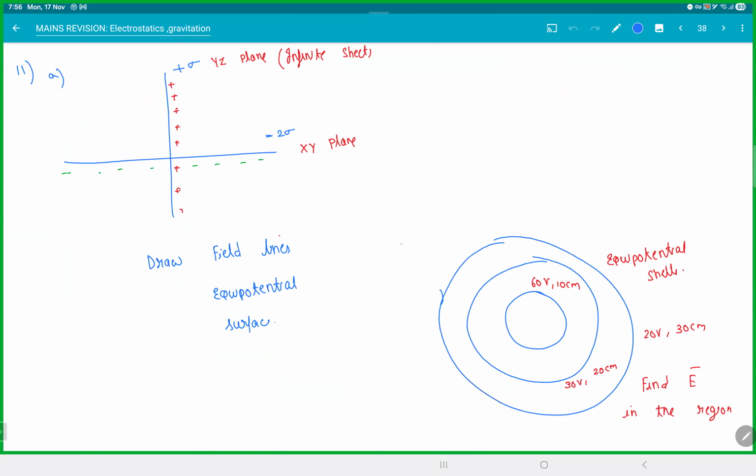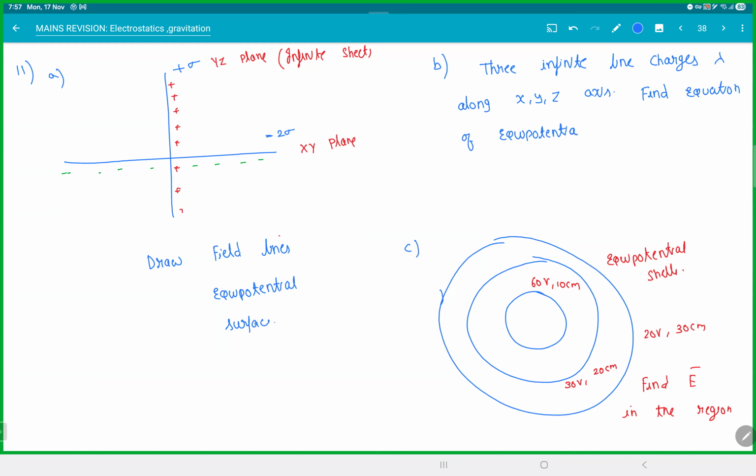This one. We have two infinite sheets plus sigma, minus 2 sigma. Draw the field lines and draw the equipotential surfaces. Three infinite line charges lambda along xyz axis. Find the equation of equipotential surface. This was the PYQ, the B part. C is an HCV equation. A is a good one.